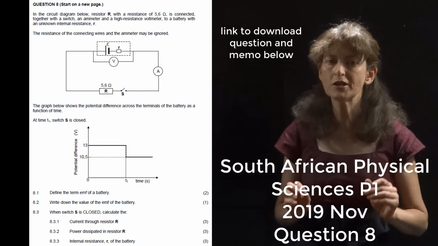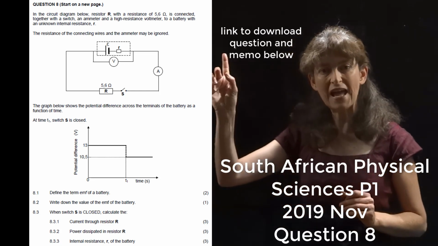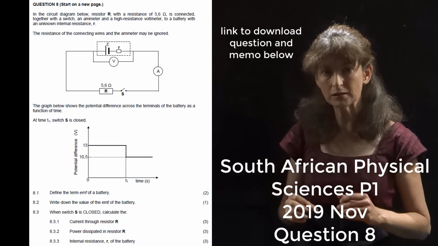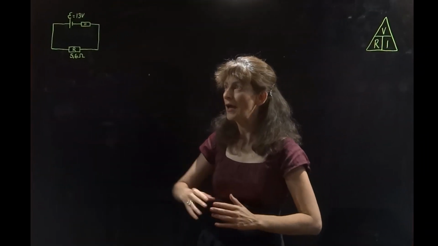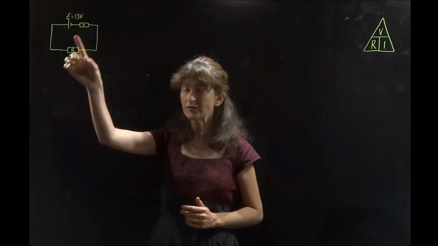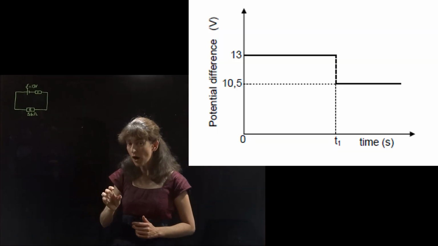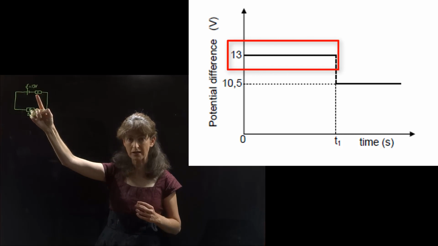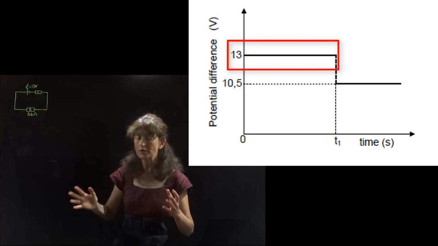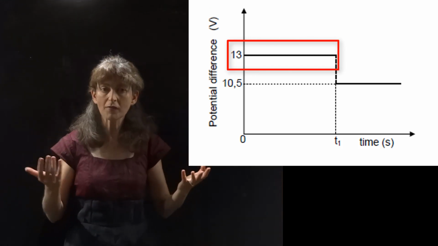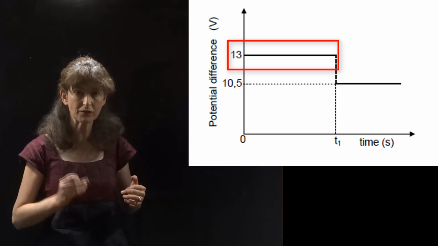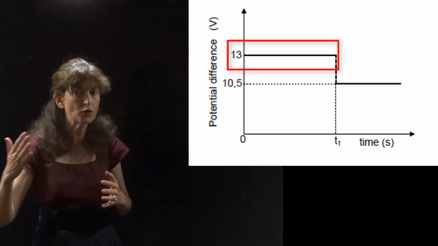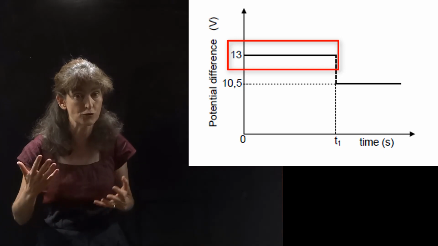So today we're going to go through question 8 of the 2019 National Final Exam. In this question, we have a circuit. We're given a graph that shows us that the EMF of this battery is 13 volts. How do we see that? Well, from the graph we see that that is the potential difference across the battery when the switch is open, in other words, when no current flows through the circuit.